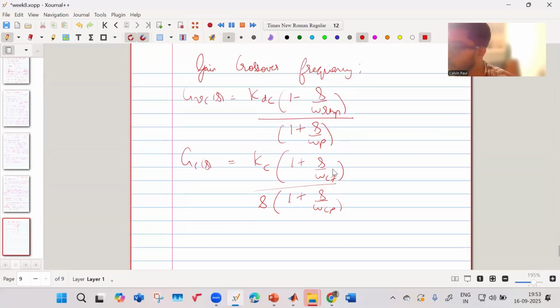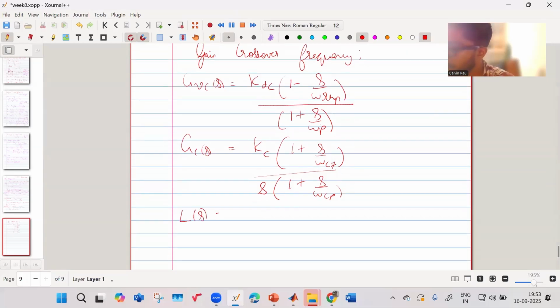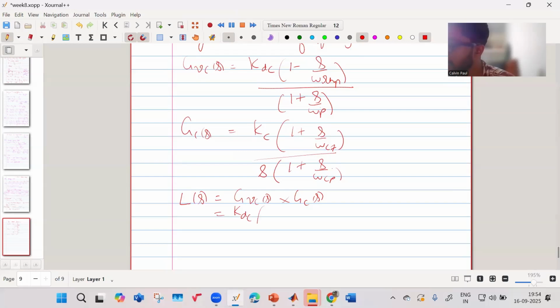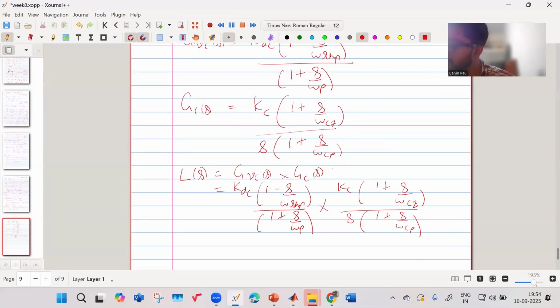Okay, so you get a loop. Your loop transfer function, L of S, is GVC of S into GC of S. That is equal to KDC into (1 minus S upon omega RHP) upon (1 plus S upon omega P), into Kc into (1 plus S upon omega controller 0) upon S into (1 plus S upon omega controller 4). So as I told, this and this get cancelled, right?